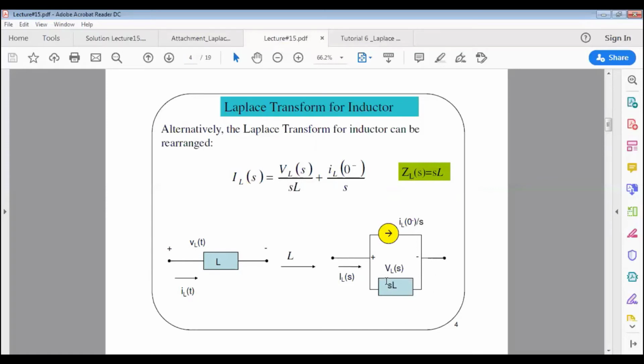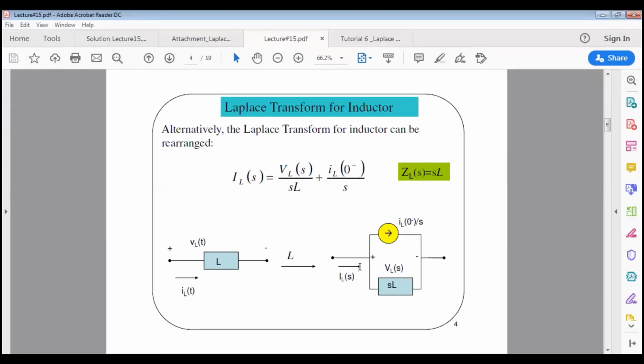Where we have the current IL(s). This current is divided into two paths. The first path is the current flowing in the inductor, which is VL(s) over sL. Another one is the current source, which is obtained from this term here, IL(0-) divided by s. So please work out for this. Hopefully you understand these issues.